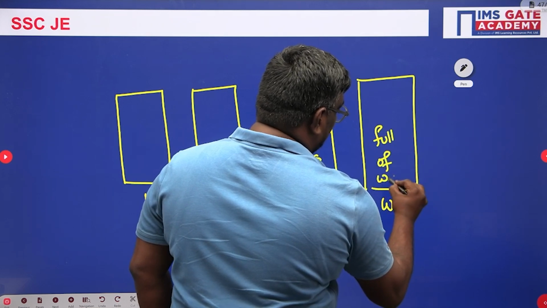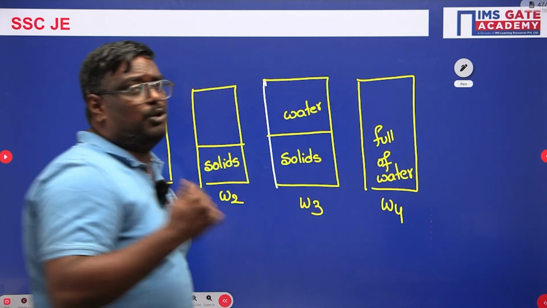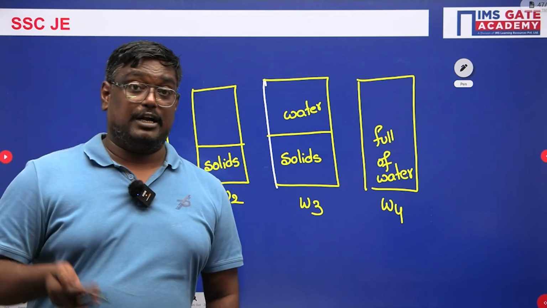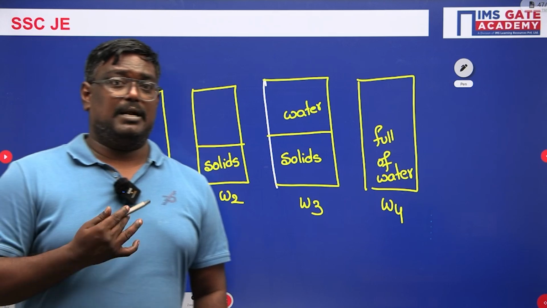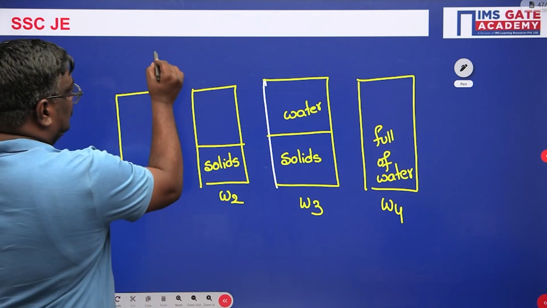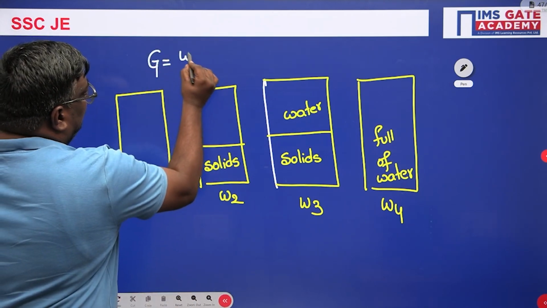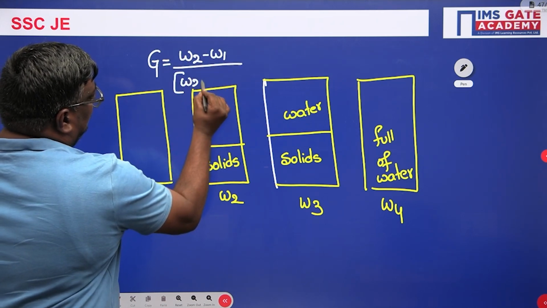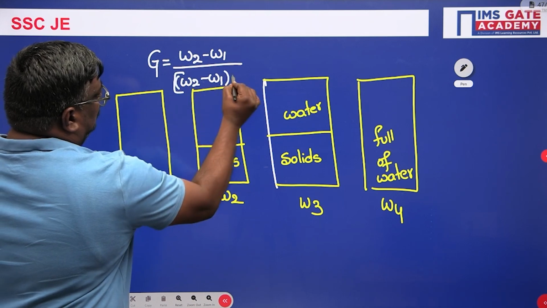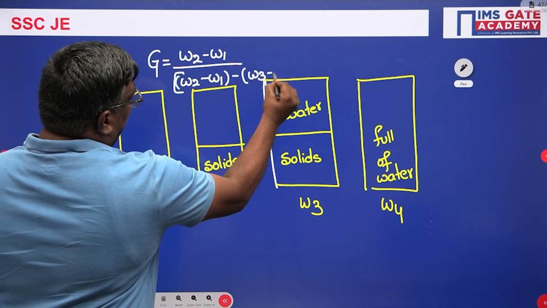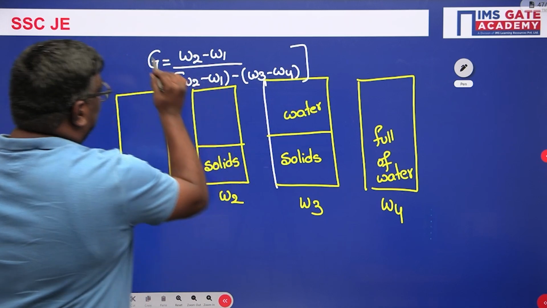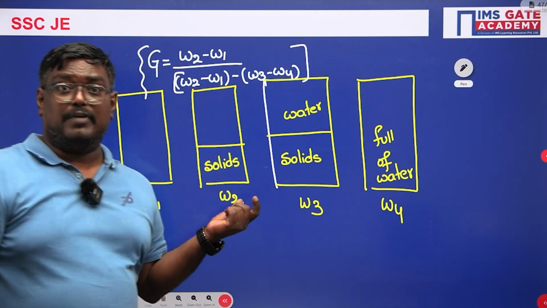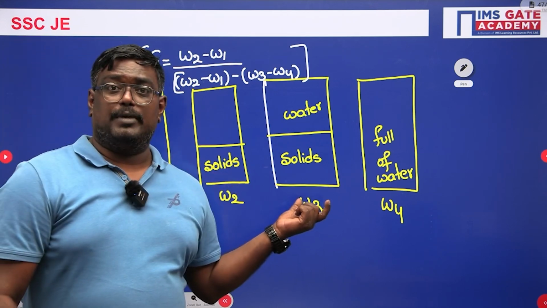And my dear students, let me tell you, the question here is simple. How do you determine specific gravity? Specific gravity is determined by the pycnometer method. But here you have to see this formula. G is equal to (W2 minus W1) divided by [(W2 minus W1) minus (W3 minus W4)]. So this is the actual formula to determine the specific gravity. Here you should understand that W1 is the weight of pycnometer, W2 is the weight of pycnometer plus solids.